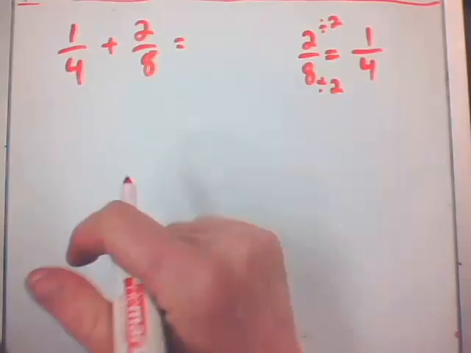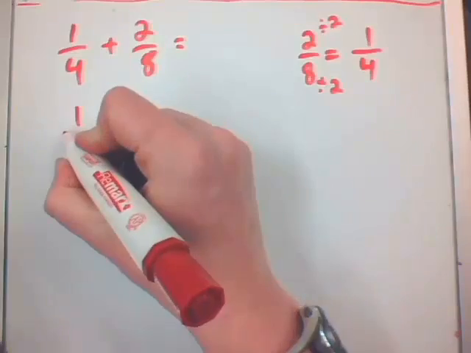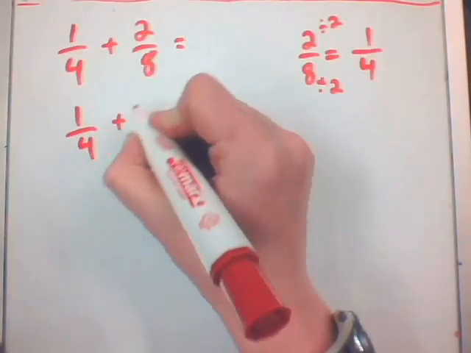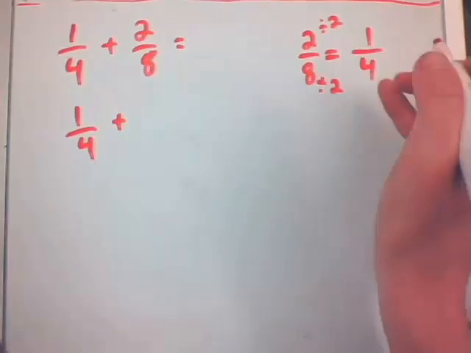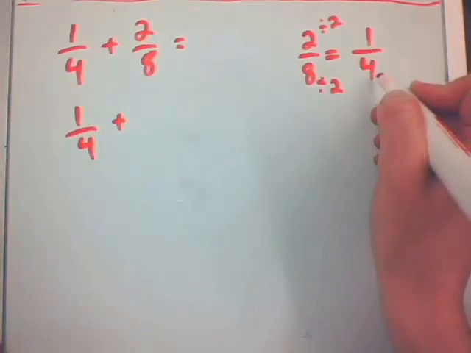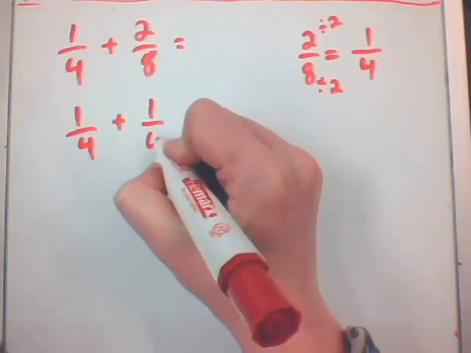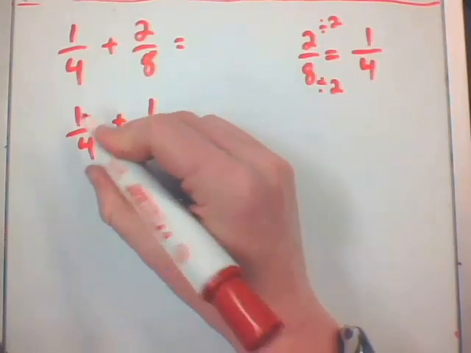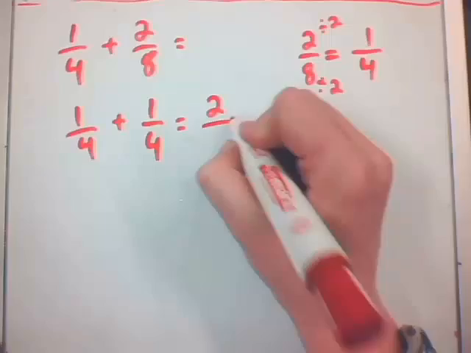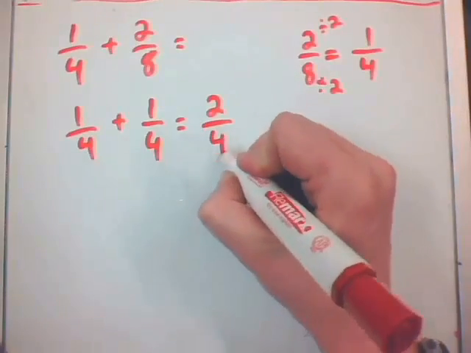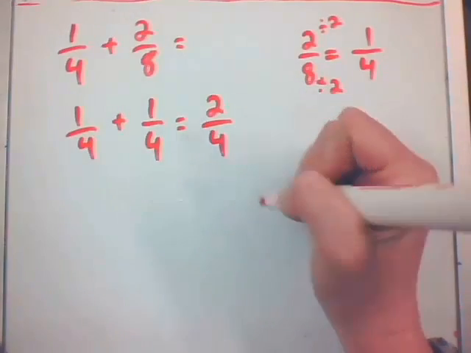So over here in my addition, my next line looks like this. 1/4 plus, well, since 2/8 is the same as 1/4, I just substitute 1/4 in instead of 2/8. And then my answer, 1 plus 1 is 2, and I keep the bottom the same. So my answer is 2/4.